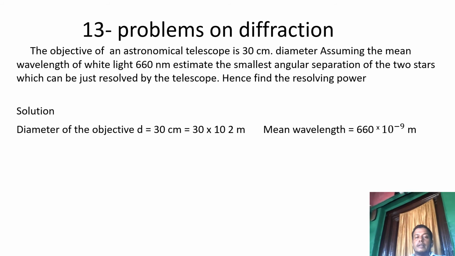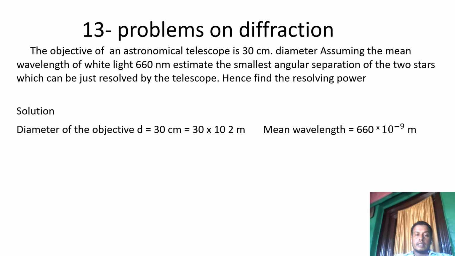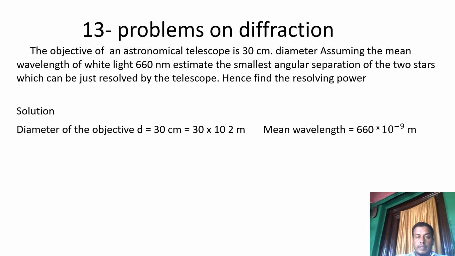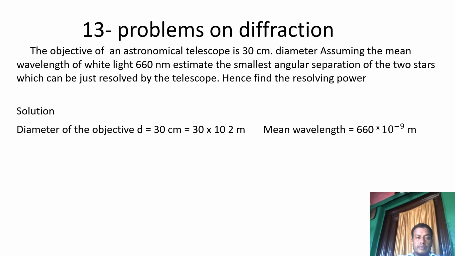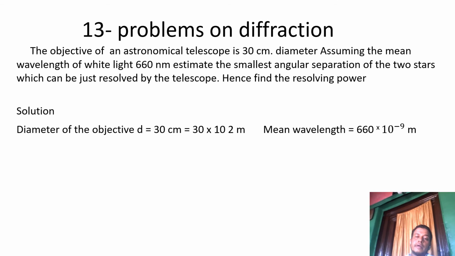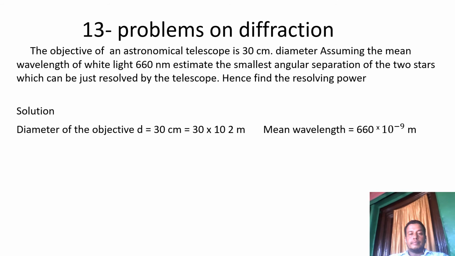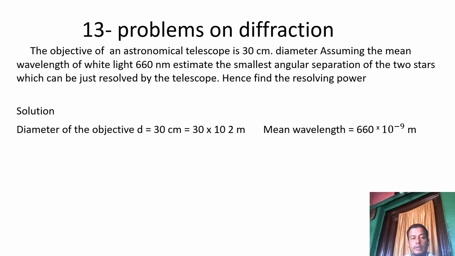Next problem: the objective of an astronomical telescope is 30 centimeter in diameter, assuming the mean wavelength of white light is 660 nanometer. We find the resolving power from this problem. Solution: given, the objective diameter d is equal to 30 centimeter, that is 30 into 10 to the power of minus 2 meter, and mean wavelength is 660 into 10 to the power of minus 9 meter.